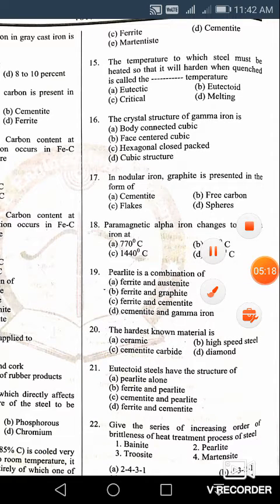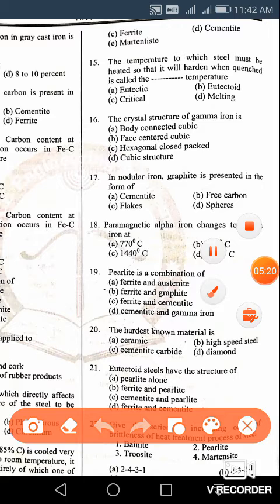Next question: the temperature to which steel must be heated so that it will harden when quenched is called the critical temperature, not any other temperature. The eutectic temperature is approximately 1170 degrees centigrade, the eutectoid is 723 degrees centigrade, and melting is 1538 degrees centigrade, but it is the critical temperature. So your answer is C.